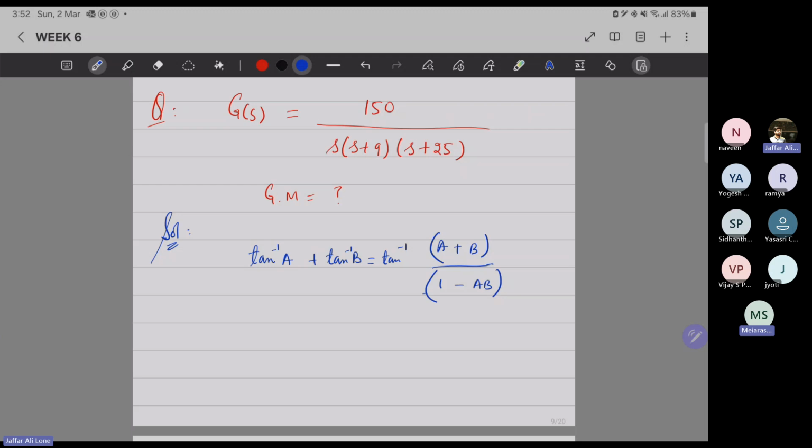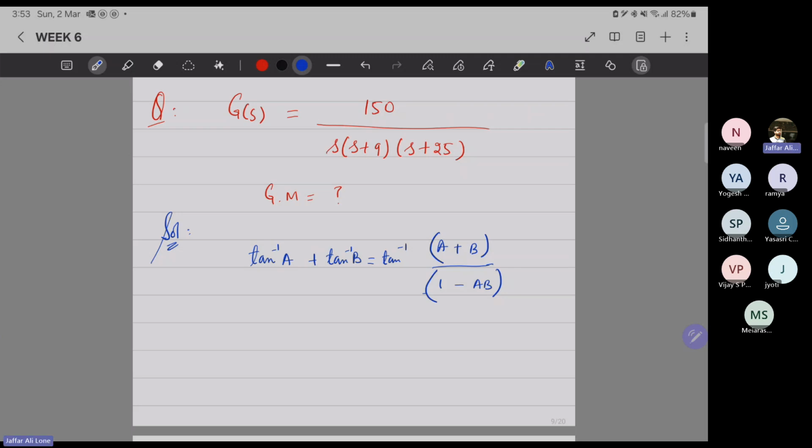Which is A and B. So you need to identify that from the question. I wrote this formula to make your calculations easier, because when you find the phase crossover frequency, you'll be needing this identity. We'll get tan inverse A plus tan inverse B somewhere, and then to solve that, I wrote the formula. You need to put in the values, you need to find the values yourself.